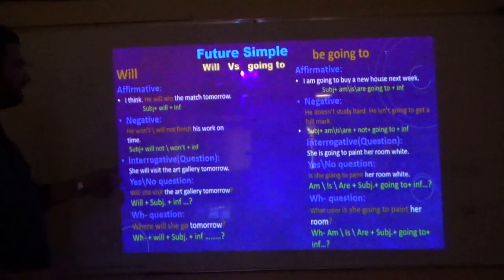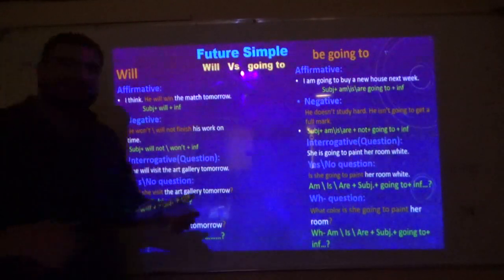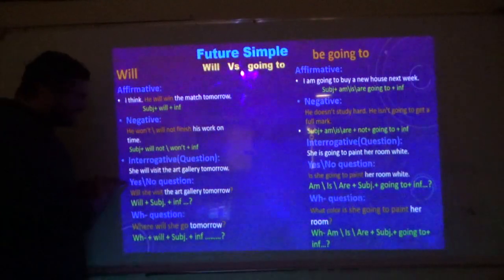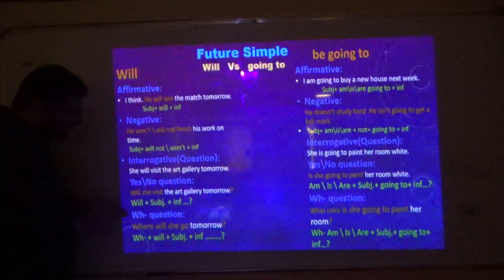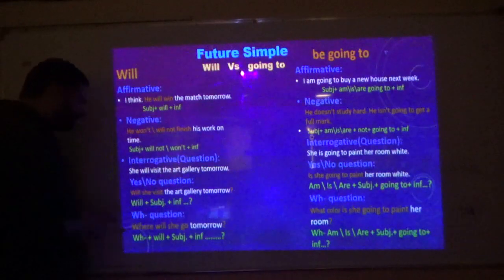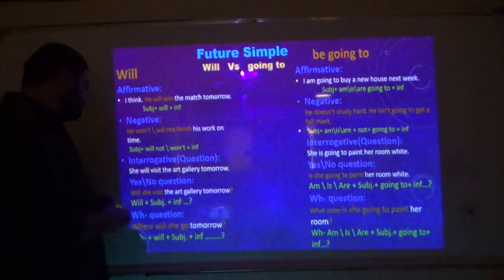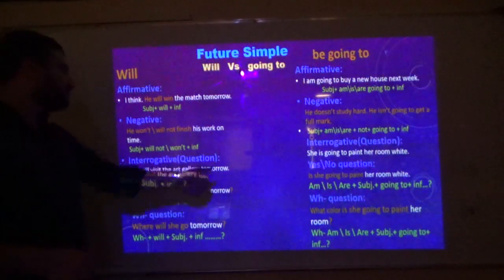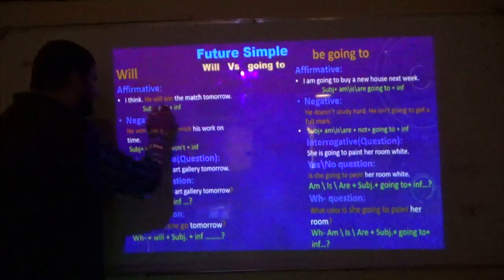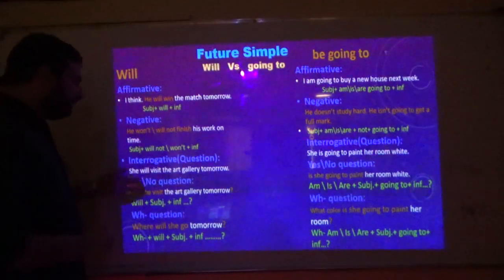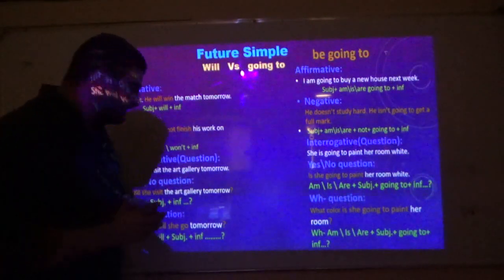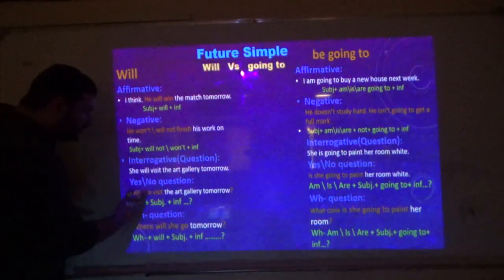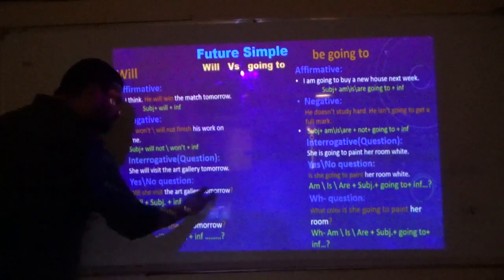After that, we have the interrogative, and it means the question. And we have two types of questions. The first type is yes or no question. Second type is WH question. Let's look at the first type of question. The sentence here, she will visit the art gallery tomorrow. This is the statement, the affirmative one. Let's form two questions on this sentence. The first question is, will she visit the art gallery tomorrow?